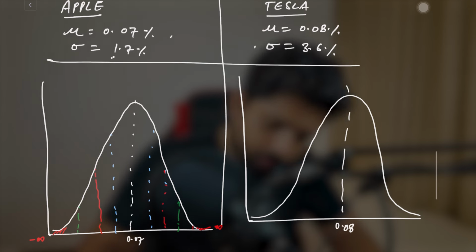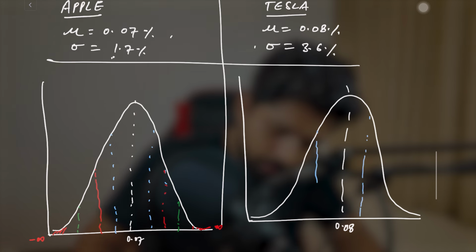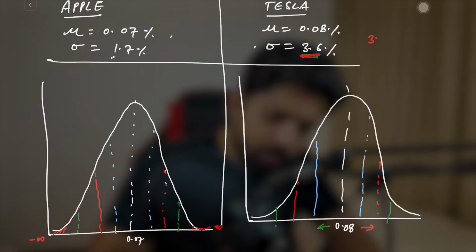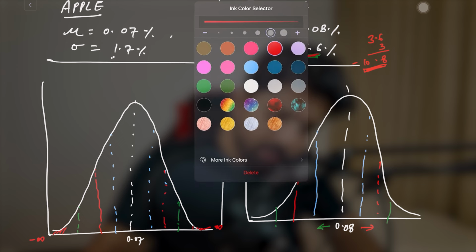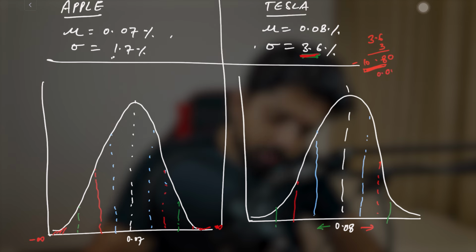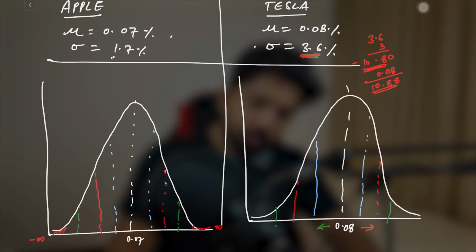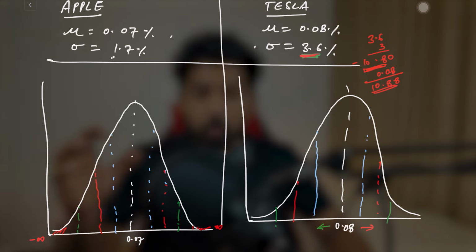Now, similarly for Tesla, it will be 0.08. This will be the first standard deviation. This will be the second standard deviation. And this will be the third standard deviation. Now when we check about this 3.6, means we have to subtract from this 0.08 and we have to add to this 0.08, right? And when we do it 3 times, 3.6 multiplied by 3 is 10.8. So it will be negative 11 to positive 11, which is a very high volatility.